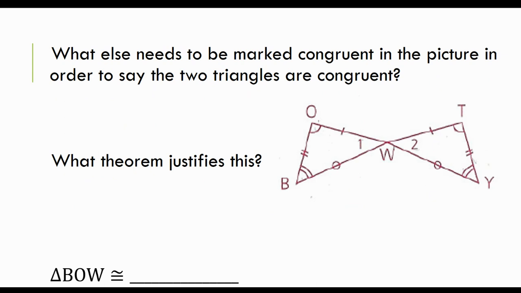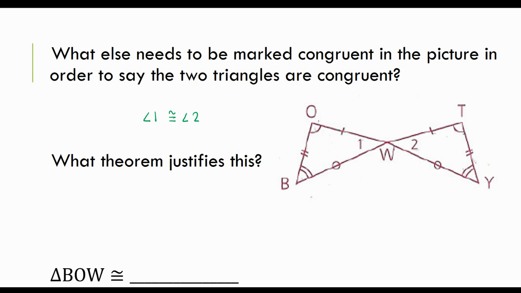All right, what else needs to be marked congruent in the picture in order to say that the 2 triangles are congruent? If we look, notice that the 2 triangles of OBW happen to have all 3 segments marked. So that means that we're looking at angles. Notice that angle O is marked and so is angle B. So it means that angle 1 is the angle that we need to be talking about. If I look at the other triangle, all the sides are marked. Notice angle T is marked, angle Y is marked, angle 2 is not. So I would have to say that angle 1 is congruent to angle 2.